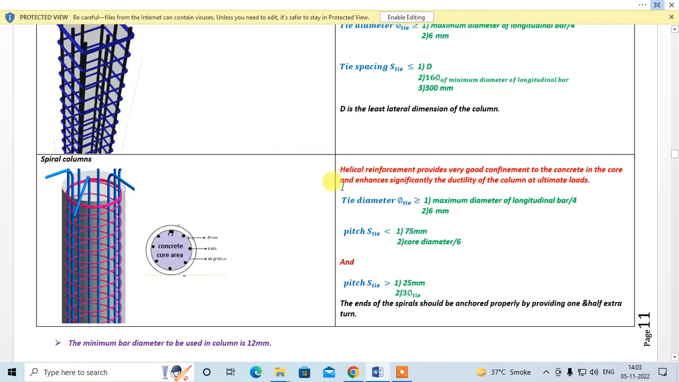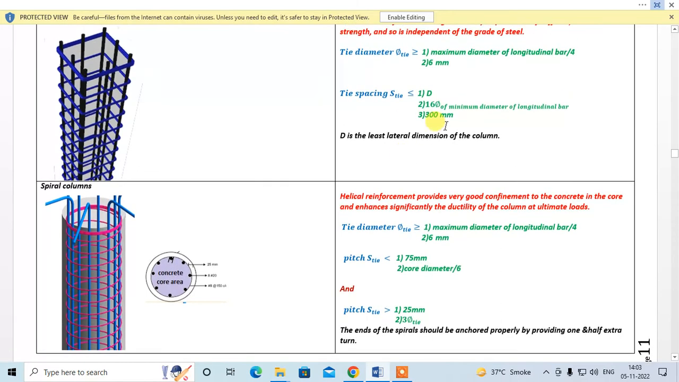Okay, so in case of helical reinforcement, helical reinforcement provides very good confinement to the concrete in the core and significantly enhances the ductility of the column at the ultimate loads. Tie diameter, the specifications are the same.